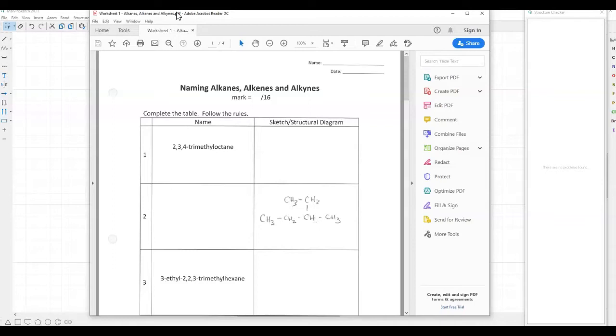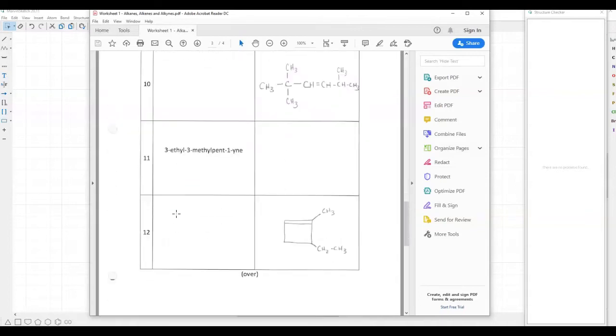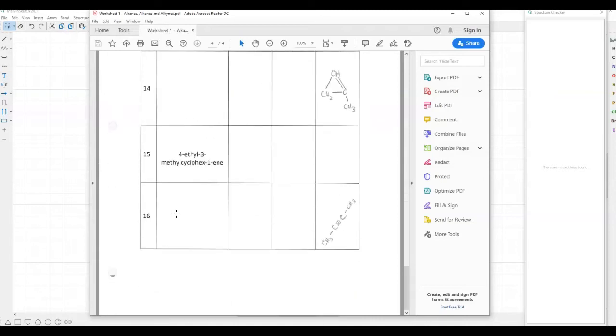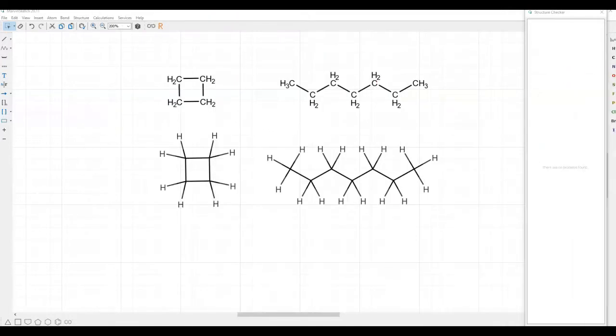We can do a full-on structural diagram, which includes all the carbons and all the hydrogens that you can see in that compound. You can do a condensed diagram, and you can do a line diagram. What I wanted to show you is that I've done examples of condensed and line diagrams in the first worksheet. This is worksheet 1 of alkanes, alkenes, and alkynes. And I didn't do the fully expanded one, and I'll show you why.